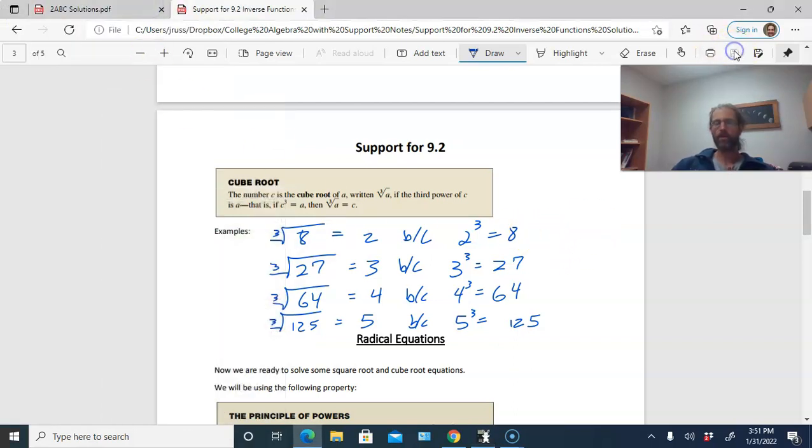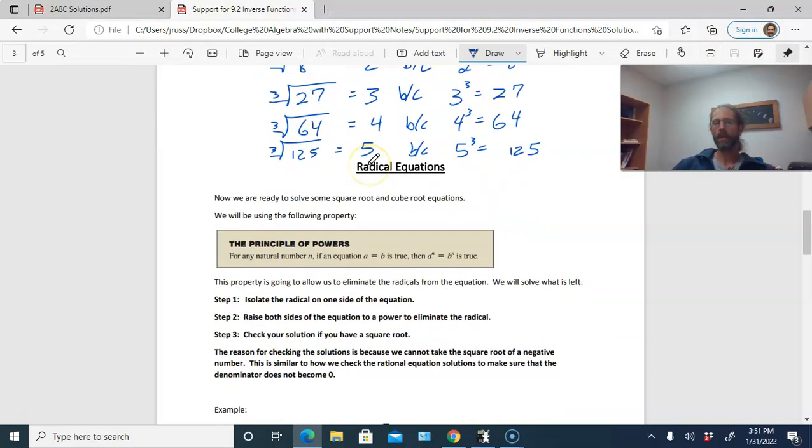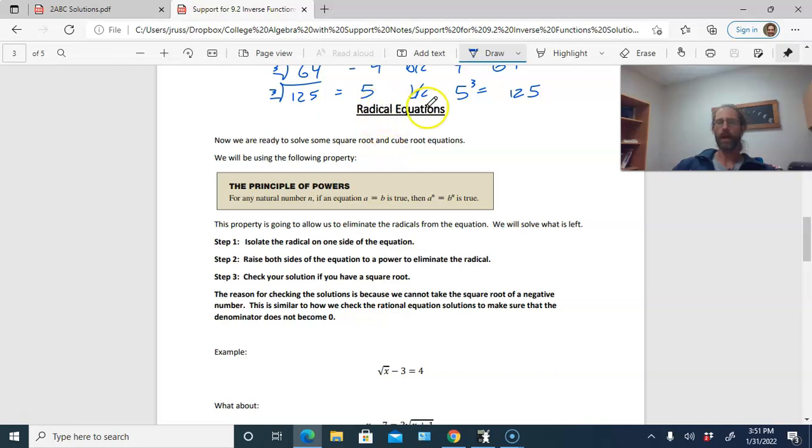Alright, so that's what square roots and cube roots are. The reason we go over this is because the last thing we're going to do is we're going to solve these radical equations. So these are equations that are going to have either square roots or cube roots in them. And so we have to solve for x. So many times what you're trying to do is you're trying to get rid of the square root or get rid of the cube root. Because normally, guys, there's going to be a variable under those radicals.